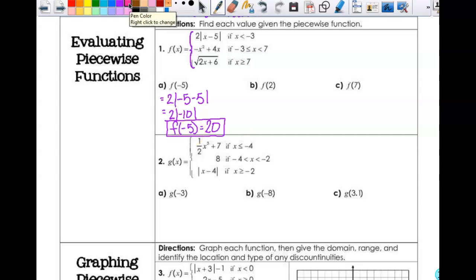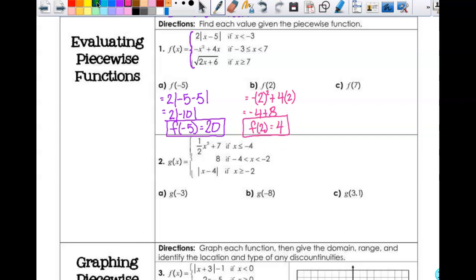So f of 2, I figure out where 2 lies. Doesn't lie here. 2 is in between these two, so I'm good. Doesn't lie here, so I'm only substituting it into this one. So it's going to give me -2 squared plus 4 times 2. And that negative is important because it's outside. So I square the 2 and I get 4, so that's -4 plus 8. So f of 2 equals 4.